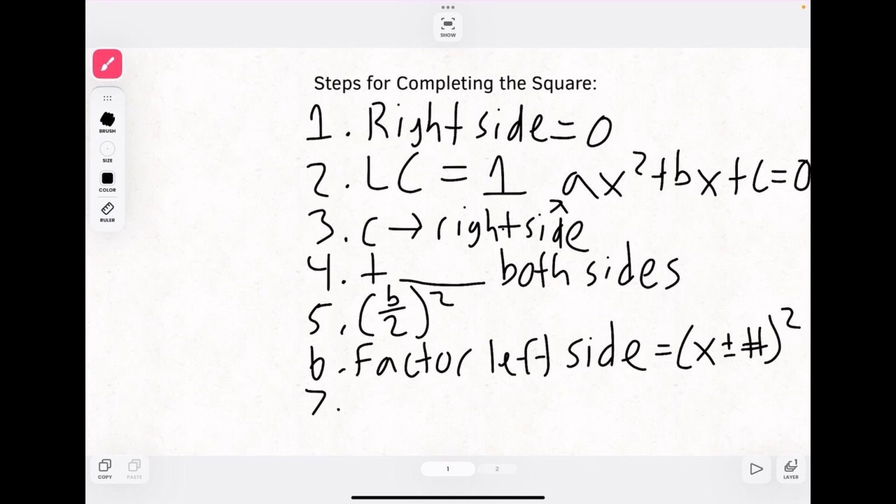But then after this, you're going to square root since your answer should be squared. And then from here, just like with any factoring problem, you're going to solve for x.